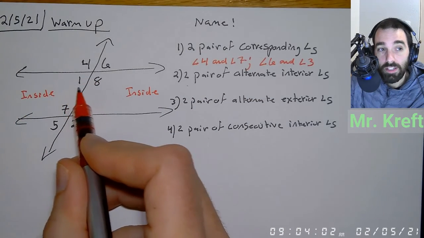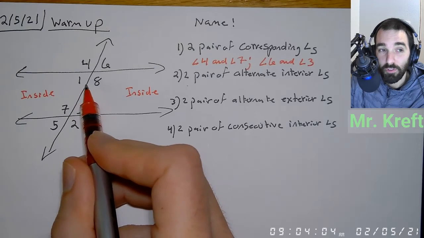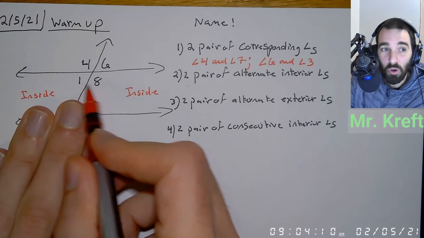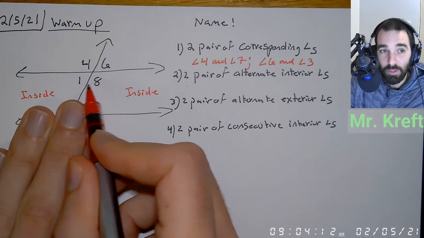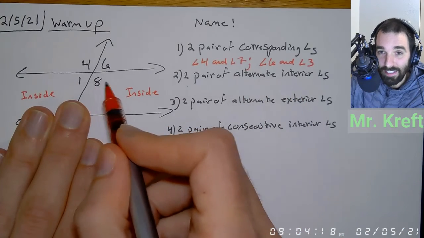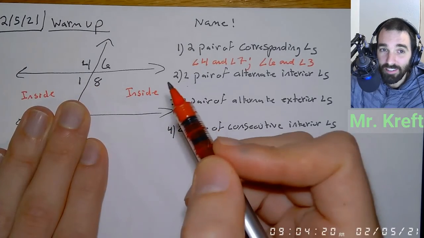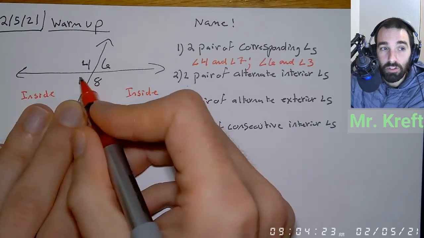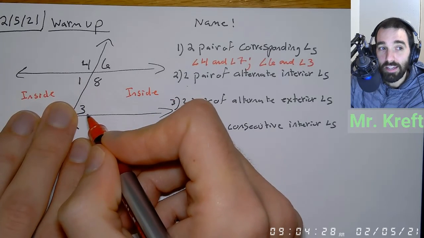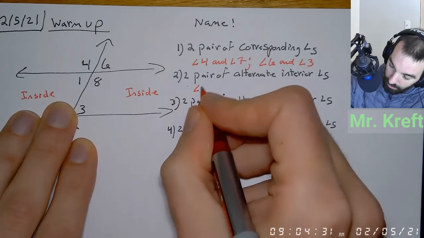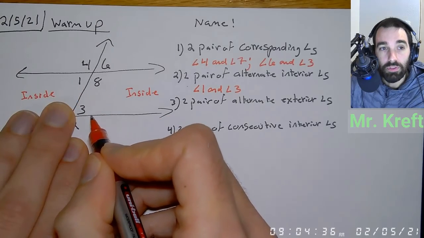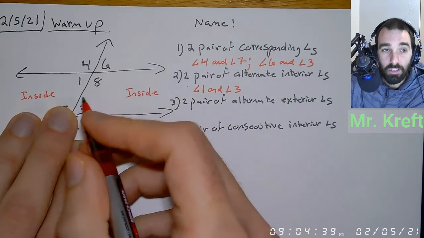Now, remember, 1 and 8 are on opposite sides of the transversal, but they're a linear pair, and see how they're in the same city. So this already has a name. This is a linear pair. Alternate interior connects cities, so it can't be 1 and 8 because that's a linear pair. It already has a name. It doesn't need a new name. If I'm going to switch sides and stay on the inside, the only other angle on the inside that's on the other side of the transversal is angle 3. So it would have to be angle 1 and angle 3. Angle 1 and angle 3 are alternate interior.